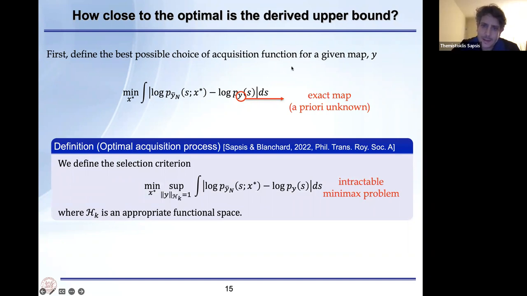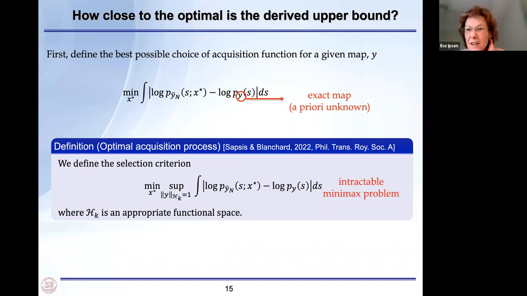So instead of defining the criteria the way I just described, we are taking the supremum of this quantity over all possible y's that are consistent with the data that we have so far. This is what's called, in Gaussian process regression, the reproducing kernel Hilbert space. You can think of it as a collection of functions, a family of functions. It's a functional space, in fact, that is consistent with the data, and it's sufficiently smooth. So we take this collection of functions, and we define the acquisition function with respect to the supremum over this functional space. That will be the optimal acquisition process, to identify X star, so that the supremum over this functional space of the quantity we're interested in is minimized.